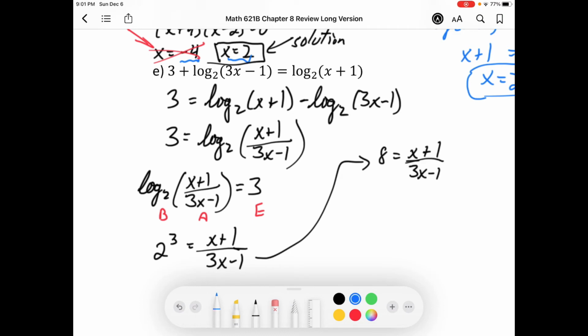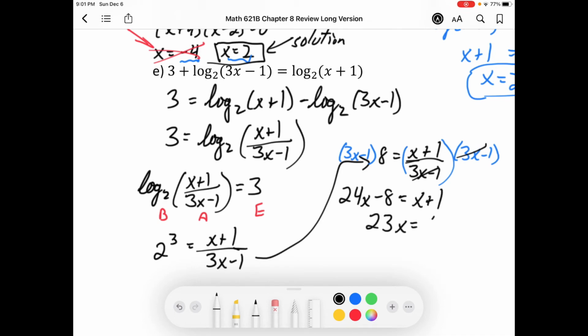8 equals (x plus 1) over (3x minus 1). And now I can just times both sides by 3x minus 1. And let's see what that gives us. First of all, we cross them out on the right. On the left, we'd have 24x minus 8. On the right, we'd have x plus 1. We could move things around. We'd get 23x equals 9. Or x equals 9/23.